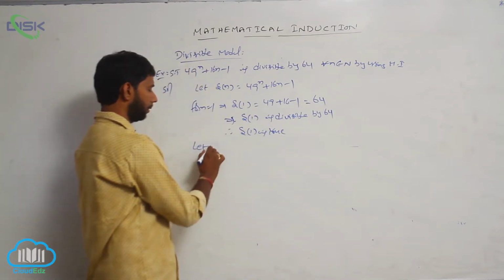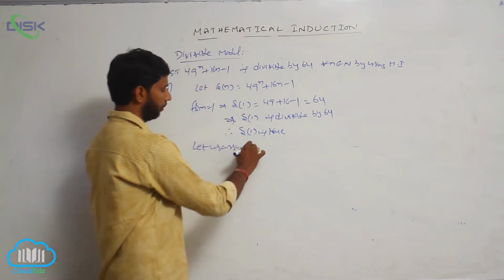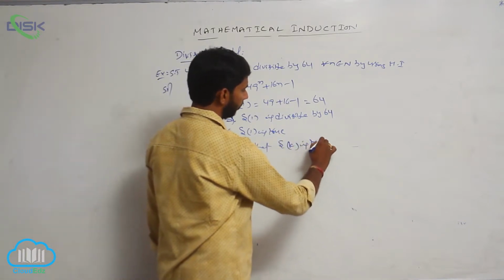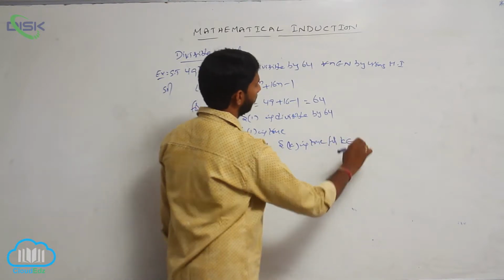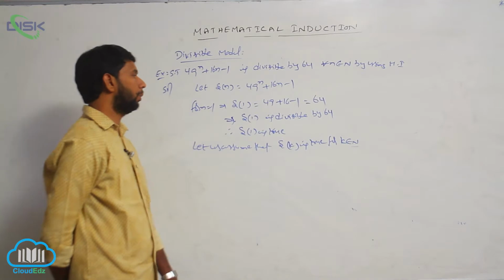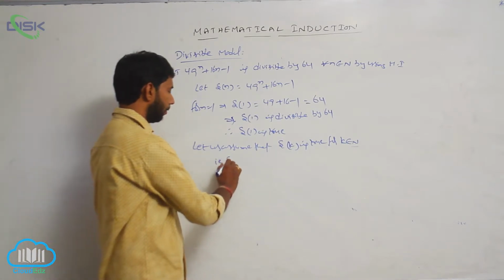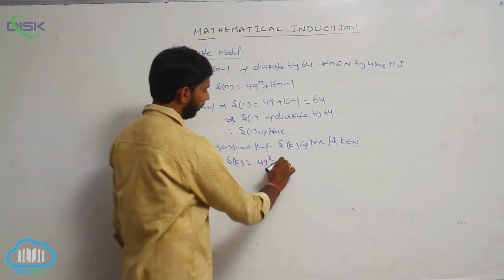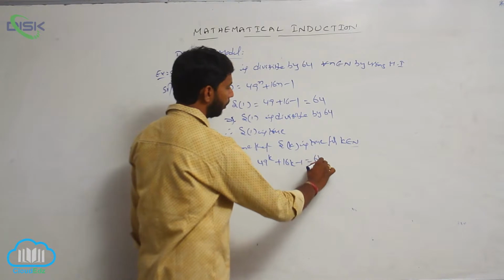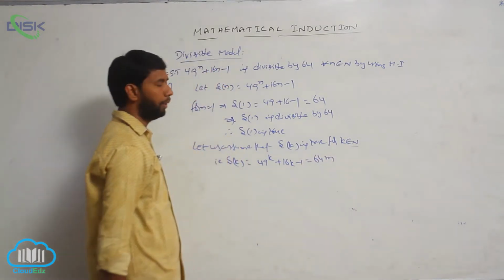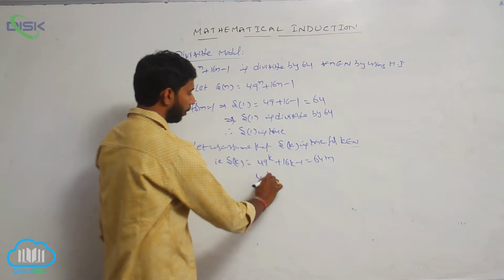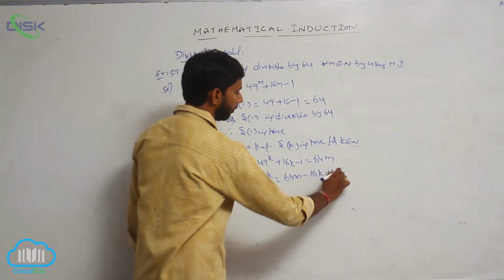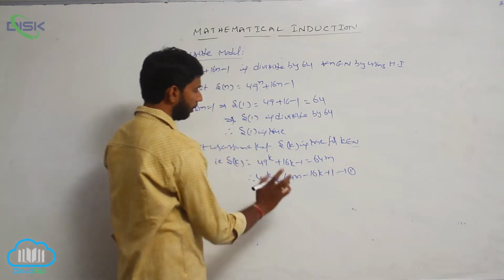Let us assume that S(k) is true for k belongs to N. The statement is true for n = k. That is, S(k) = 49^k + 16k - 1 is equal to some multiple of 64, that is 64m. Here 49^k = 64m - 16k + 1. That is considered as equation number 1.